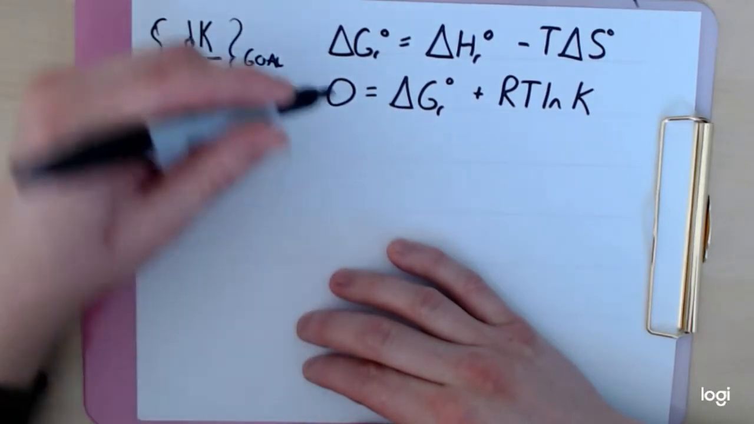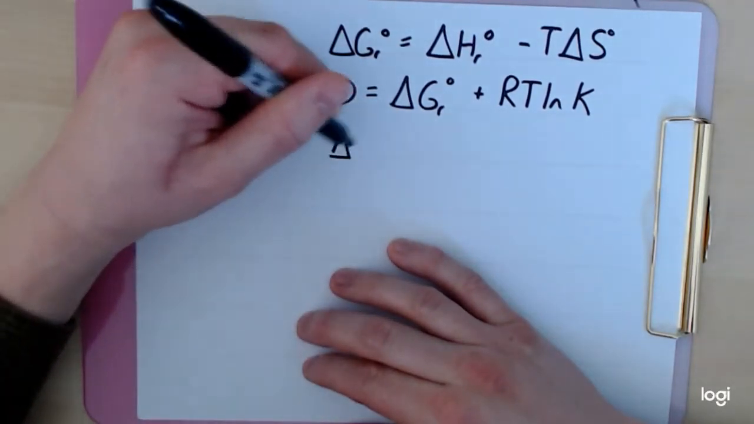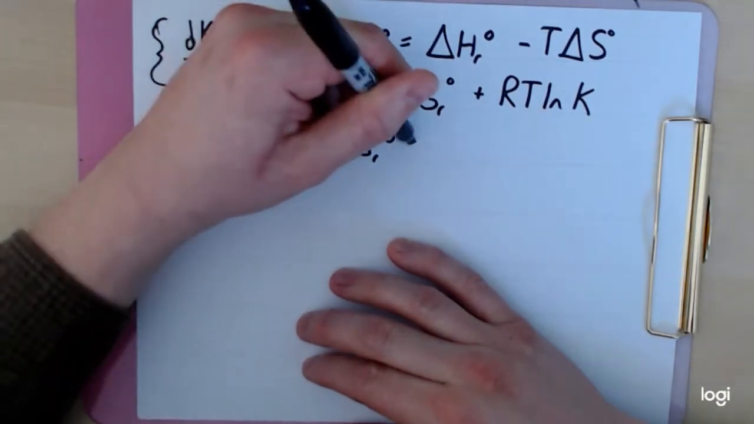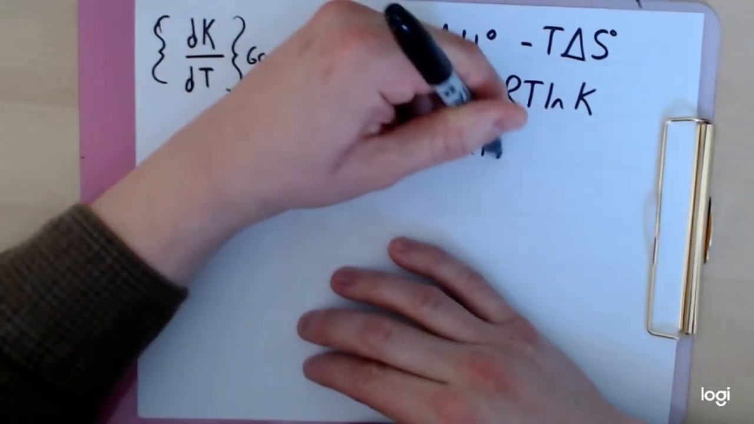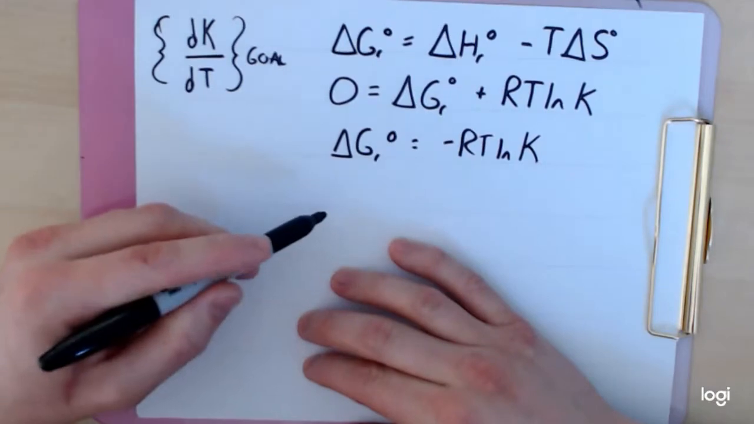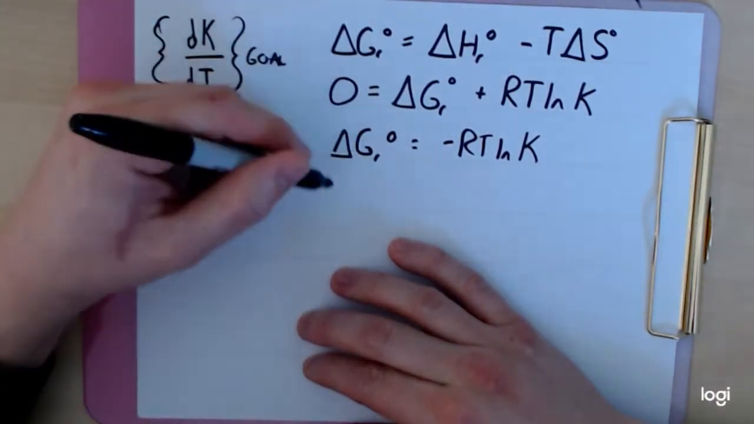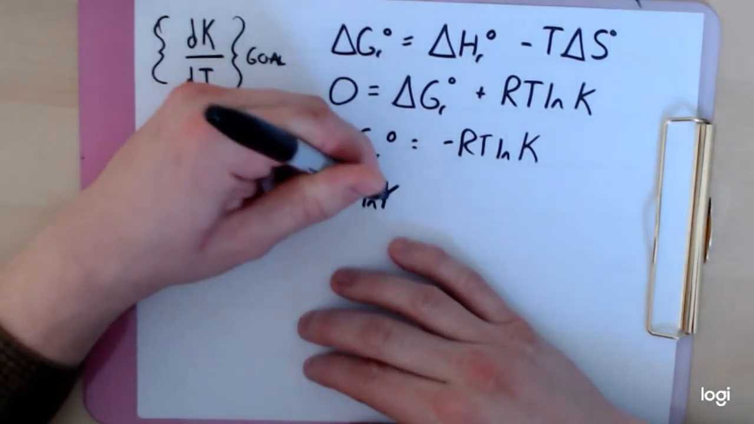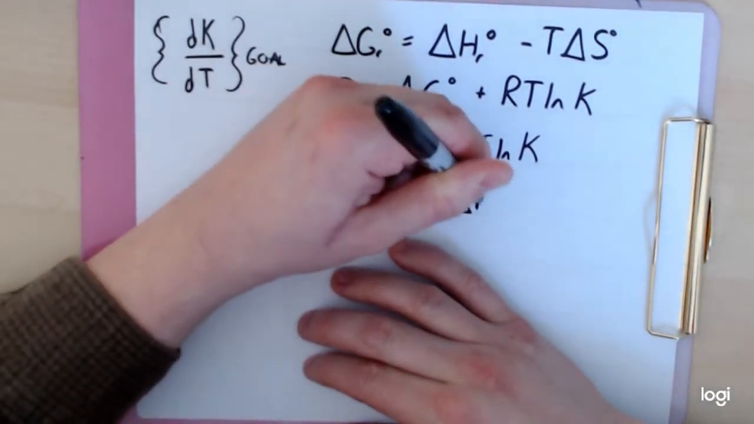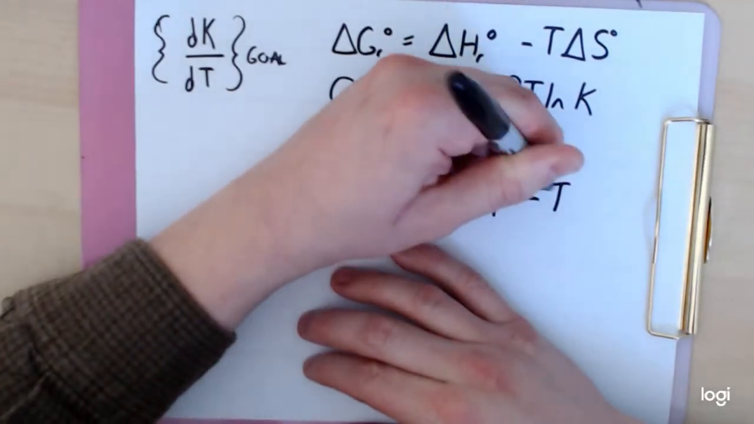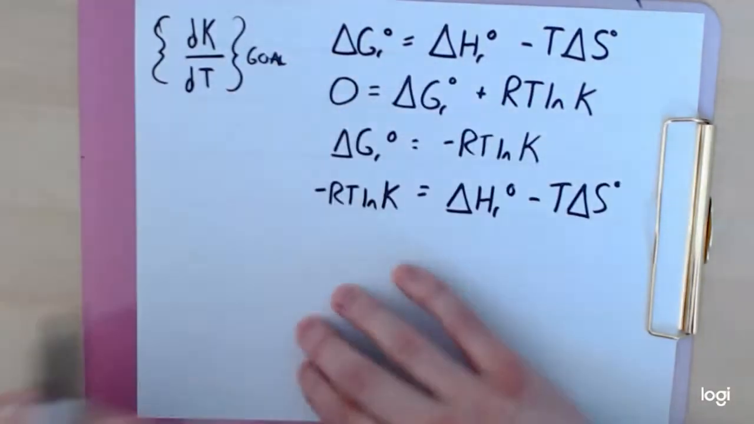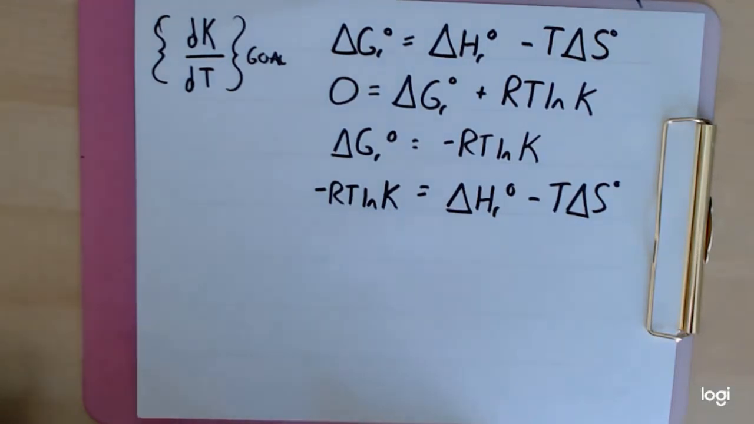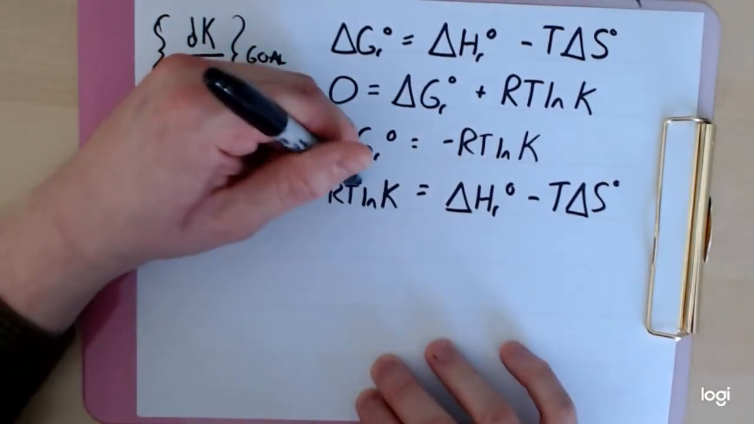And so we can now just reshuffle this a little bit and write this as the standard free energy of reaction equals negative RT ln K. Okay, and now let's use this formula for the standard free energy of reaction that we just wrote above, namely the standard free energy of reaction equals the enthalpy of reaction minus T times the change in entropy. And we're left with this equation: negative RT times the log of the equilibrium constant equals the enthalpy of reaction minus the temperature times entropy.